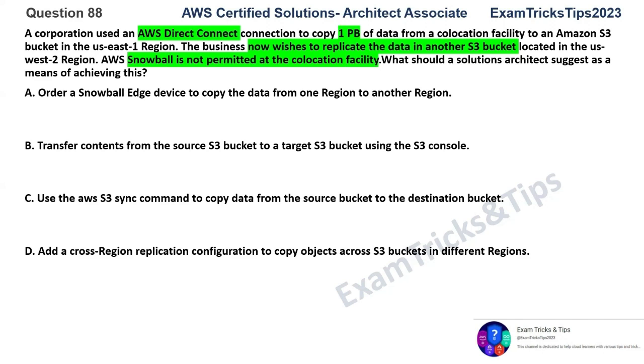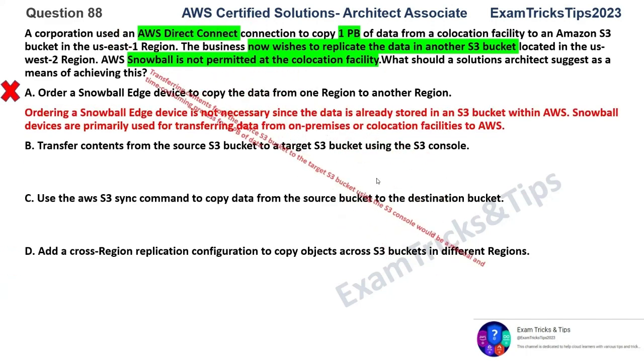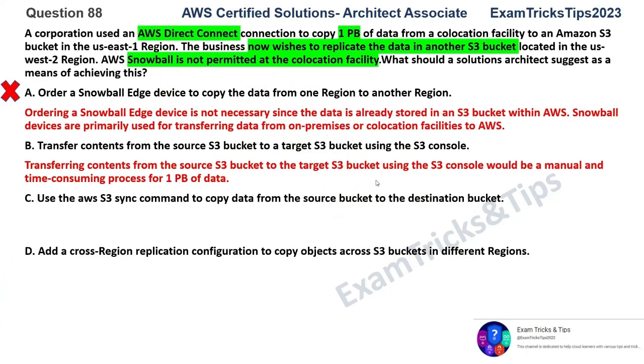Let's look at option B, transfer content from source S3 bucket to target S3 bucket using the S3 console. Transferring content from one source S3 bucket to a target S3 bucket using the S3 console would be a manual and time-consuming process. The data size that we have is 1 petabyte. This is a very inefficient solution. So option B is technically possible, but it's not correct in terms of efficiency. So option B is ruled out.